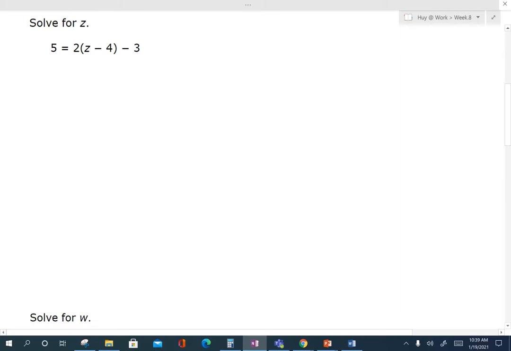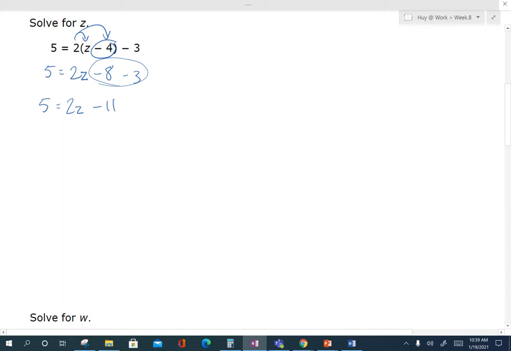Solve for z. I see that we have parentheses, so we are going to employ the distributive property. 2 times z is 2z, and 2 times -4 is a -8. Remember that negative sign goes with it. It's going to be a place where students might make mistakes. Now I see that we can combine like terms. I have a -8 minus 3. When we combine like terms, remember the sign in front of the numbers go with it. So -8 minus 3 is now going to be -11.